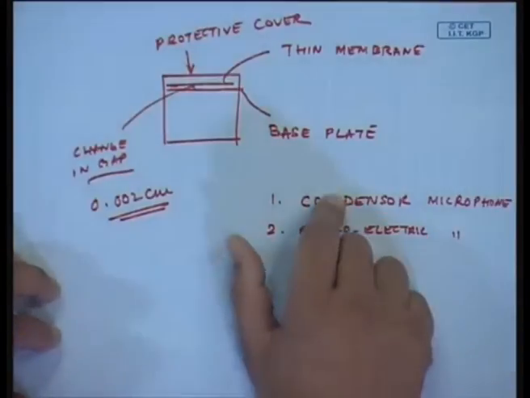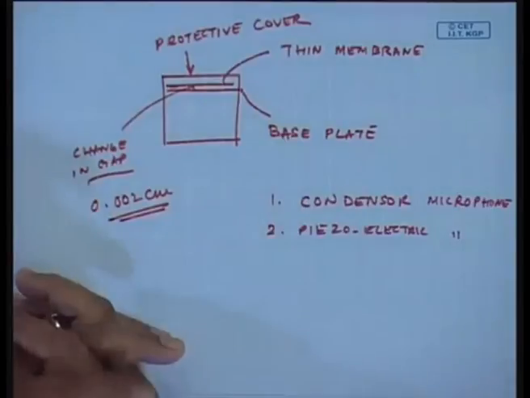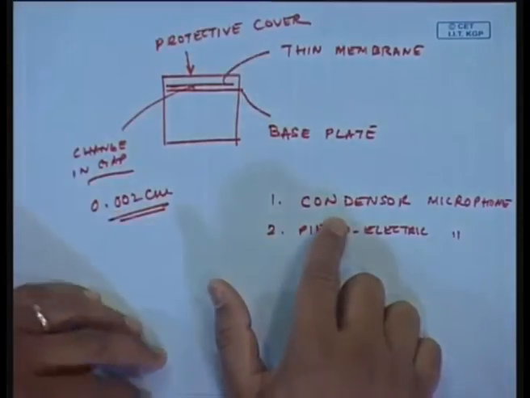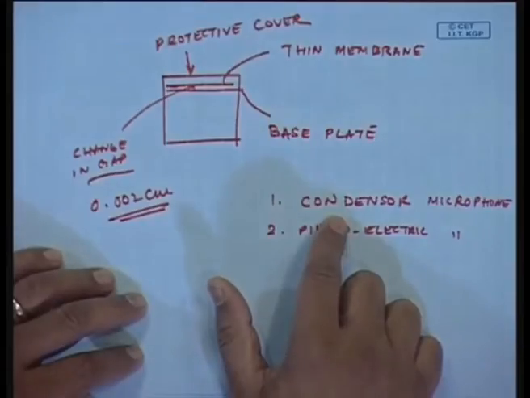These condenser microphones have a very high dynamic range, and at the same time a very wide frequency response. They can measure as low as 0.1 hertz to as high as 100 kilohertz. Now, we only hear up to about 20 kilohertz, but there are many ultrasonic phenomena beyond 20 kilohertz, which can be monitored through such condenser microphones.